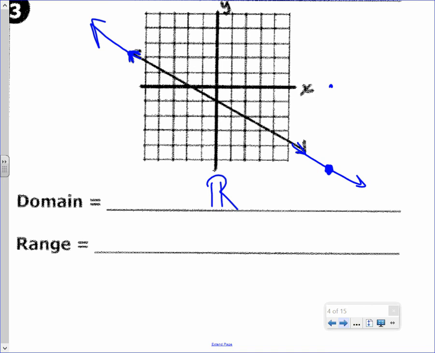Let's do range. From bottom to top, I'm looking at the y-axis now. All real numbers also. Y can be any number also, so it'd be all real numbers. Excellent, Garcia.